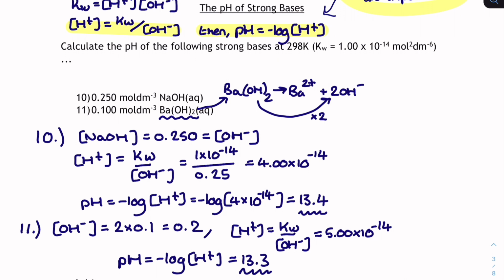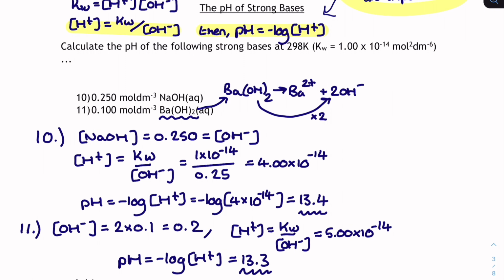Now for question 11, we have a group 2 hydroxide. And for the group 2 hydroxides, they are going to donate 2 OH- to solution per 1 molecule of the hydroxide. So what that means is down here, I'm doubling my barium hydroxide concentration to find out the OH- ion concentration. You can see I've done that doubling just here. And that's because they donate 2 OH- per 1 molecule of the hydroxide to solution. And they dissociate completely as well.